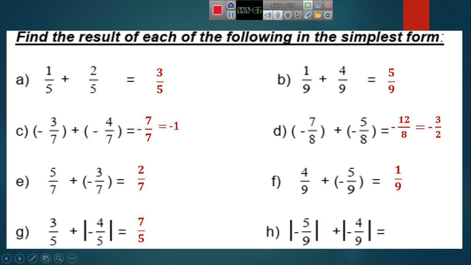In question H, we have the absolute values of two fractions. We take them out of the absolute value brackets: positive 5 over 9, and the other one also positive 4 over 9. So 5 over 9 plus 4 over 9 equals 9 over 9, and this equals 1.